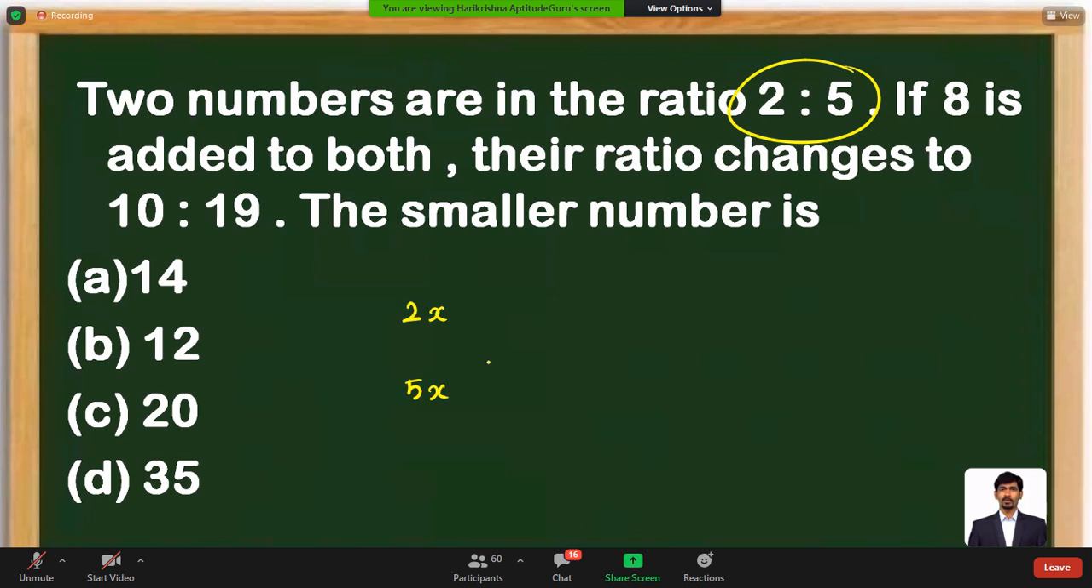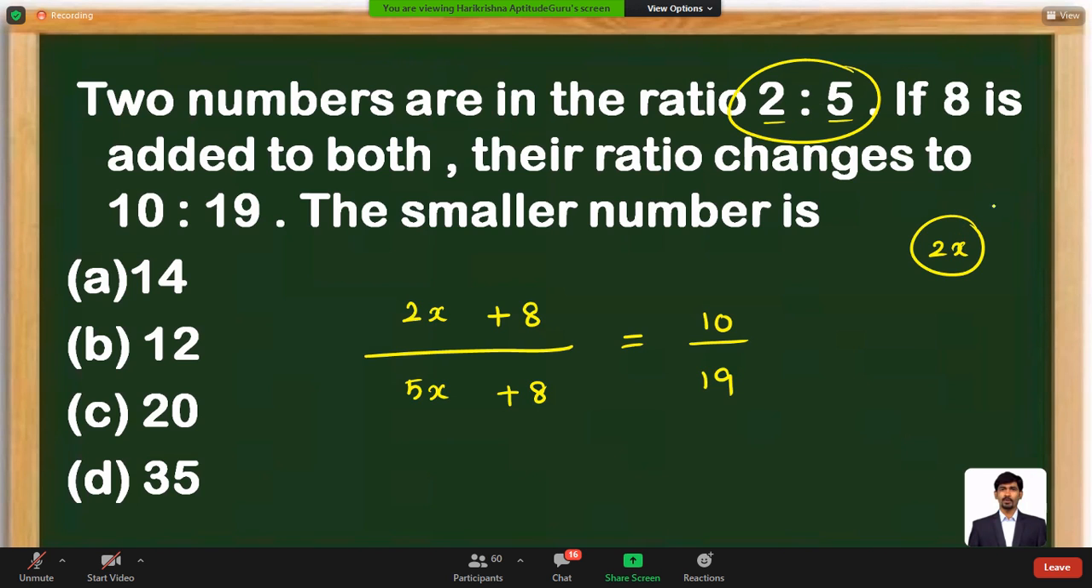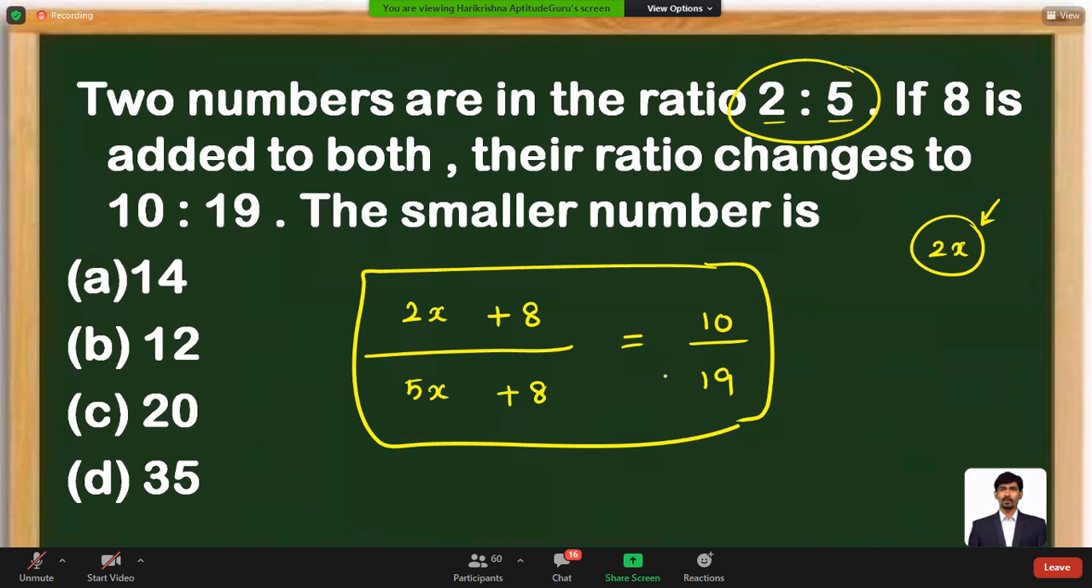2:5 is the ratio of the numbers. If 8 is added to both the numbers, then the new ratio of these numbers will be 10/19. What is the smallest number is the question. Smallest number means out of 2x and 5x, 2x is the smallest number. So they are asking the value of this 2x. You can simplify this, get the value of x and find out what is 2x.